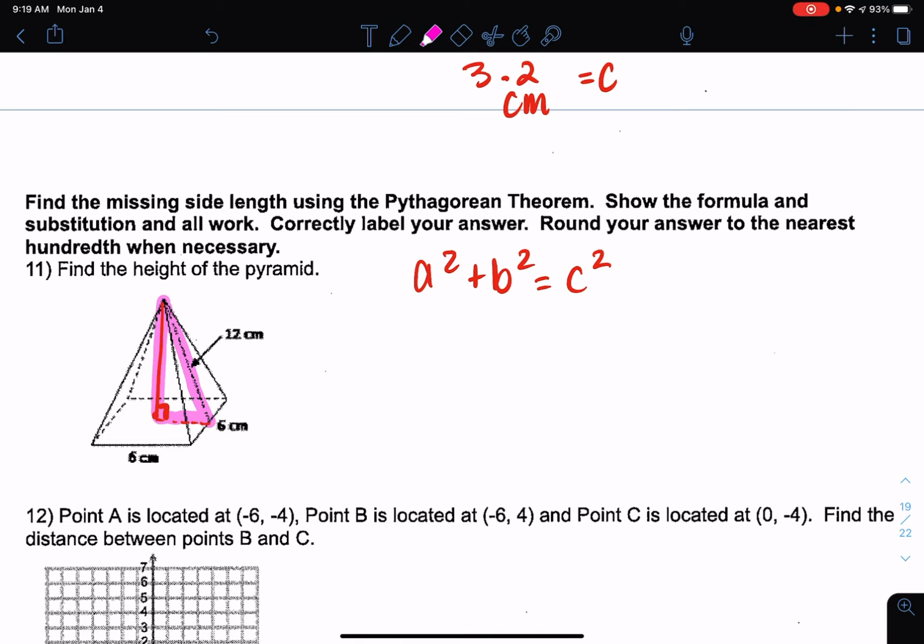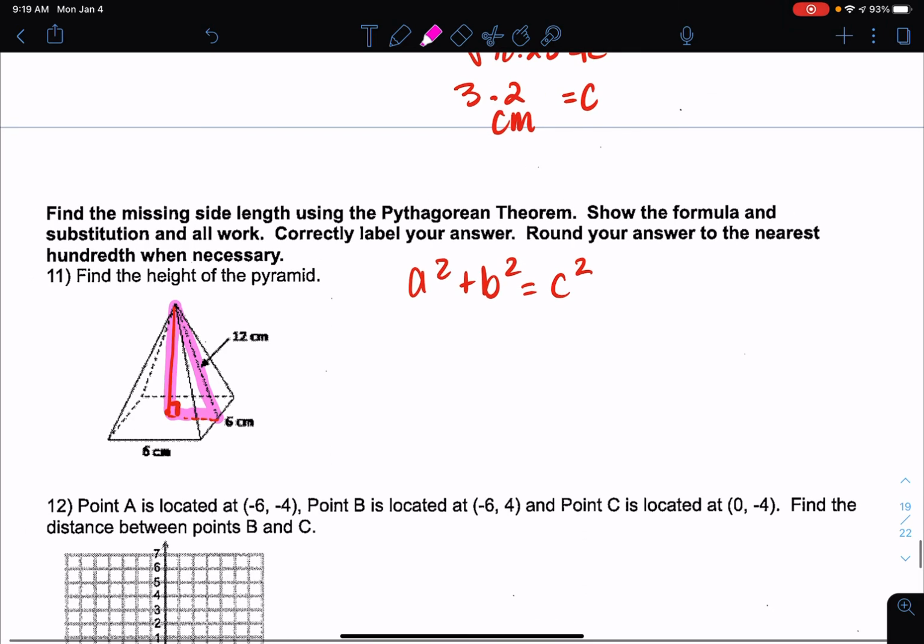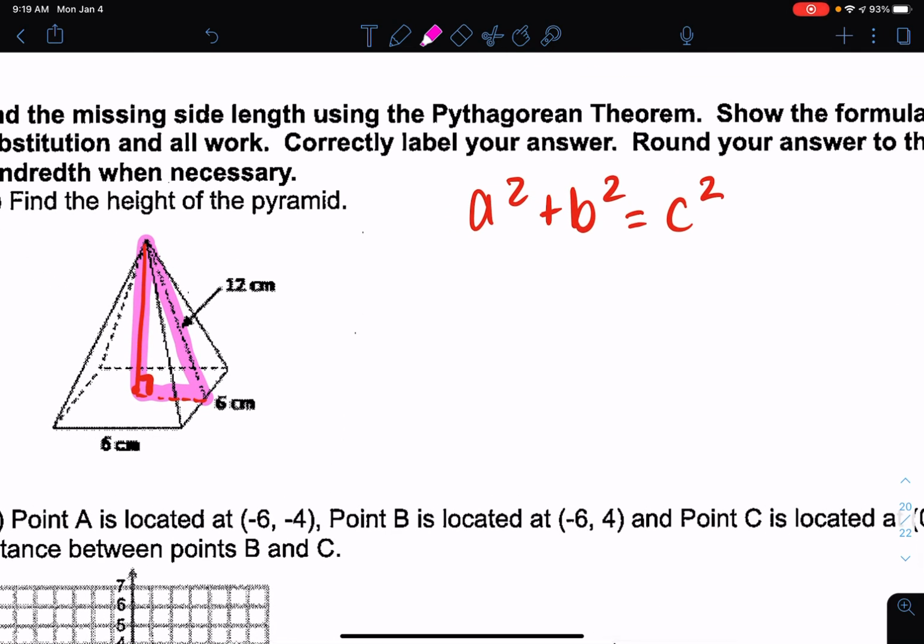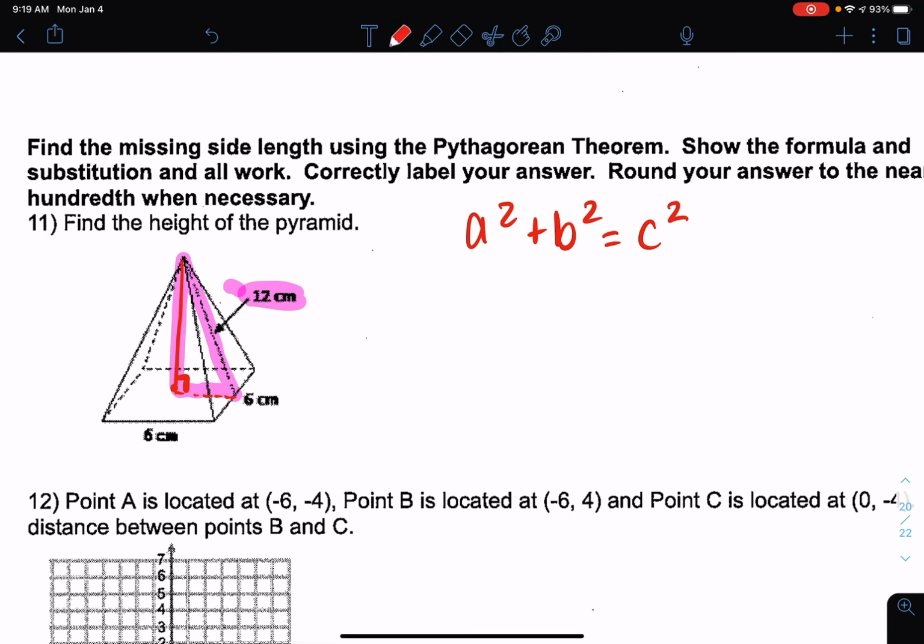So looking at this right triangle, I know that my hypotenuse, which is my slanted measurement, is 12 centimeters, so that's going to be represented by c. And then I also have this 6 centimeters right here. Now, we are not going to use all of those 6 centimeters because we're only looking at half of our base, so we're only going to use half of that base to use our right triangle. So plugging in this information, we have one leg and a hypotenuse, so we're finding out what my other leg is, which is the height of the pyramid.